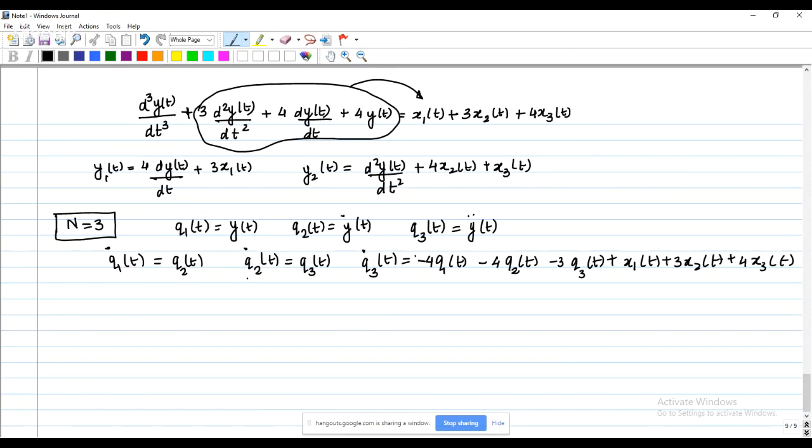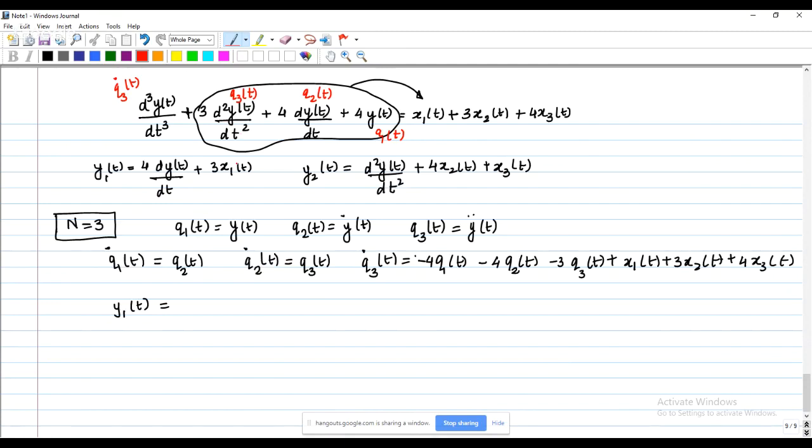Okay, then now the output equation. For the output equation you have y1 and y2. So let us write y1 and y2 in terms of q1 and q2. So y1 of t will be equal to, now see, y1 of t is 4 times dy t by dt. Dy t by dt is q2t. So we will write again here y of t is my q1t, y dot of t will be q2t, y double dot of t will be equal to q3t, and this term is q3 dot t.